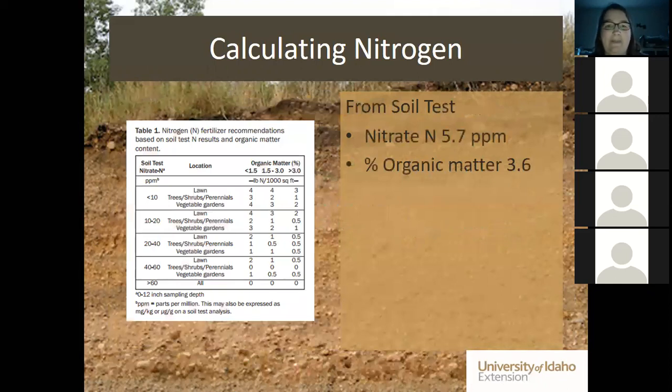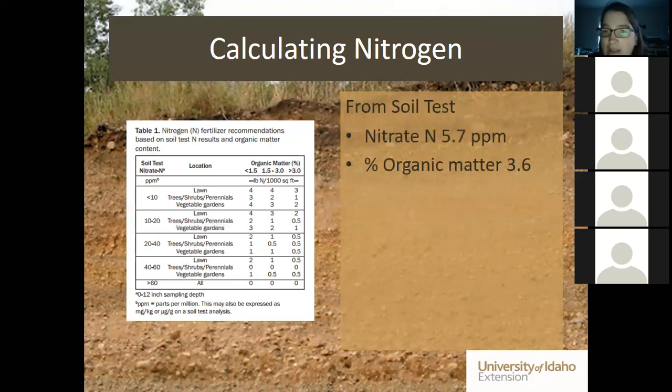But it's pretty easy. So if we looked at our soil test, let's say it had a nitrate nitrogen of 5.7 parts per million and an organic matter of 3.6. So we were working really hard on our organic matter. So there's this little table in that CIS, and it says your soil test nitrate on the 1 column. So ours is only 5.7, so we'd be in that less than 10 category. And then it wants to know if we're doing a lawn, tree shrubs and perennials, or vegetable gardens. So let's kind of compare.